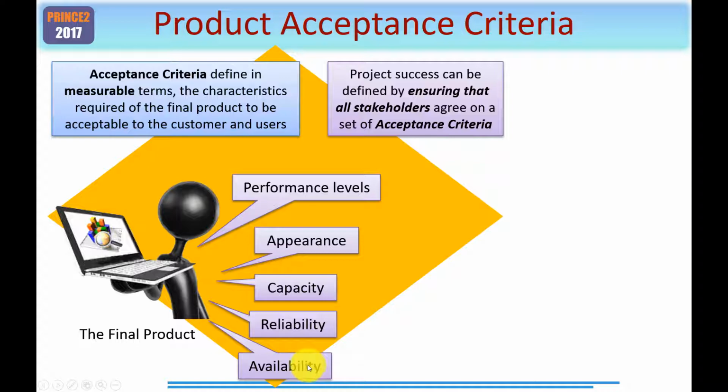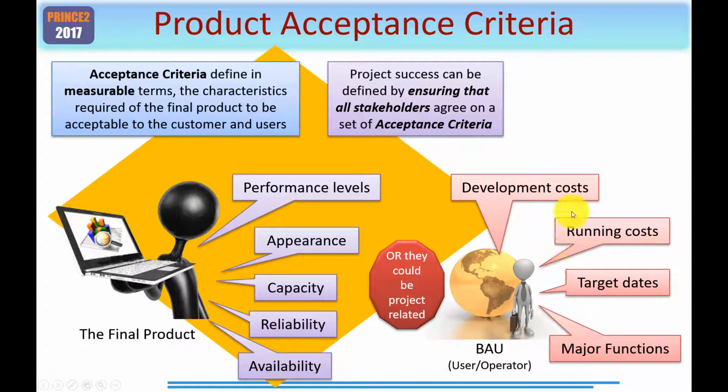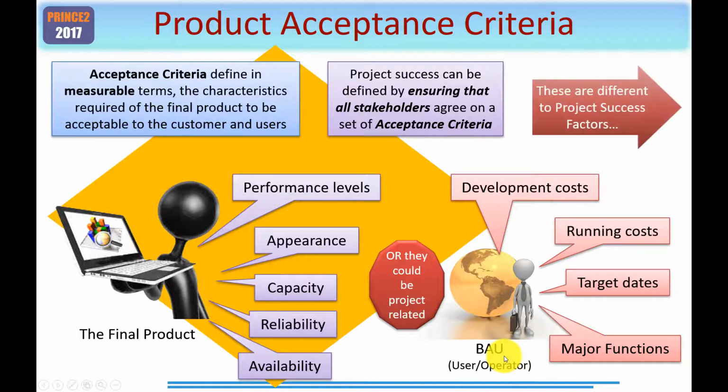On the other hand, they may be as well, or in place of, focus on project-related information, such as development costs, running costs of the end product when it's passed to the operational area, key target dates being met, and/or major functions. This refers to business as usual, in other words, the operational area within your own organization or a customer's. So be clear, product acceptance criteria are different to project success factors. So let's have a quick peek at those too.